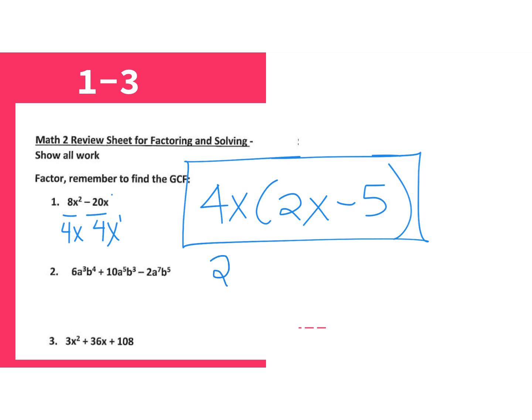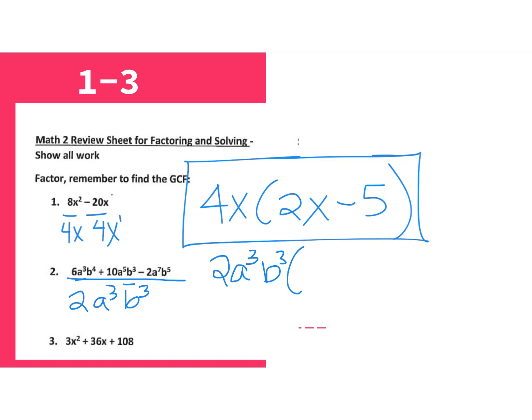So I'm going to look to see where my smallest variable is, and that's my A cubed. So that's going to be part of my GCF. And the number of B's that they have in common is B cubed. So that's my GCF. So I can go ahead and divide all three of those terms by 2A cubed B cubed. All right, so we're going to divide each of those and put them inside of our parentheses.